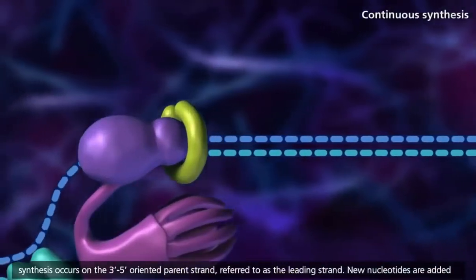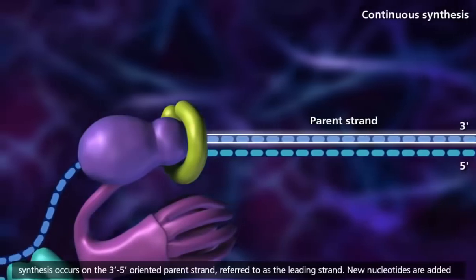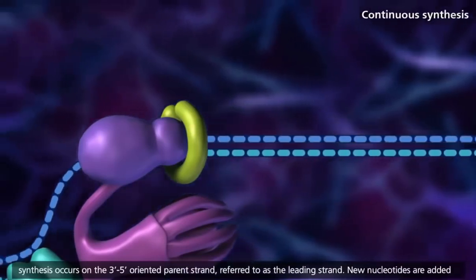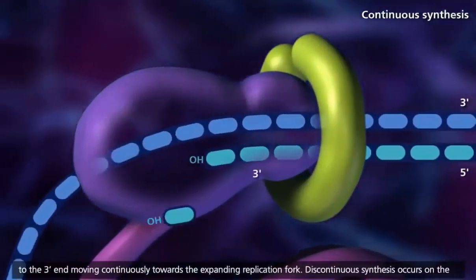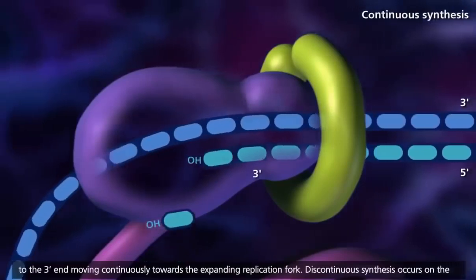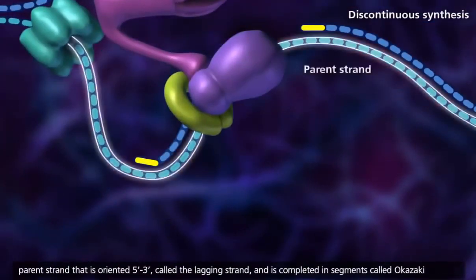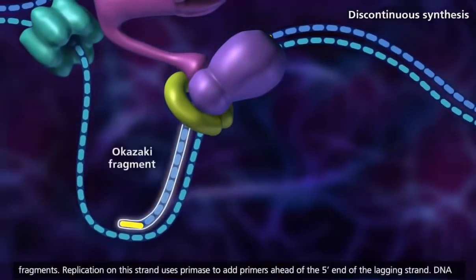Continuous synthesis occurs on the 3' to 5' oriented parent strand, referred to as the leading strand. New nucleotides are added to the 3' end, moving continuously toward the expanding replication fork. Discontinuous synthesis occurs on the parent strand that is oriented 5' to 3', called the lagging strand, and is completed in segments called Okazaki fragments.